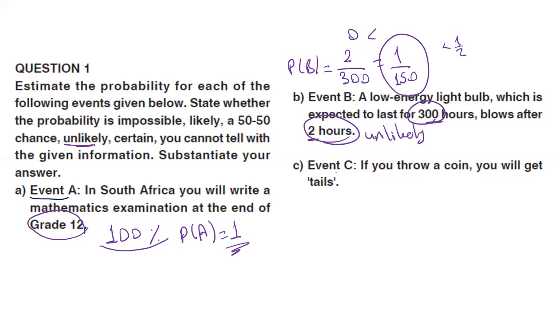Unlikely event. And see, if you throw a coin, you will get tail. In a coin, there are head and tail. So when you throw a coin, you will get head or tail. That means you will have a total of 2 ways, and the question is asking you for tail. How many tails are there? 1. 1. That's going to give you an even event.